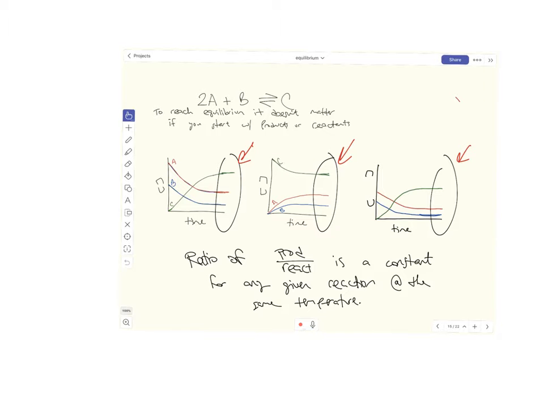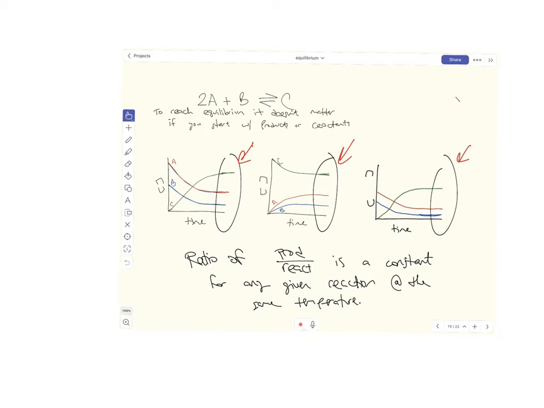And when we look at the first two graphs, we see that whether we start with reactants and no products, or we start with products and no reactants, we get to the same place in the end no matter what. That's equilibrium, right? It's an inherent defining feature of this reaction. Any given reaction will find its equilibrium position.